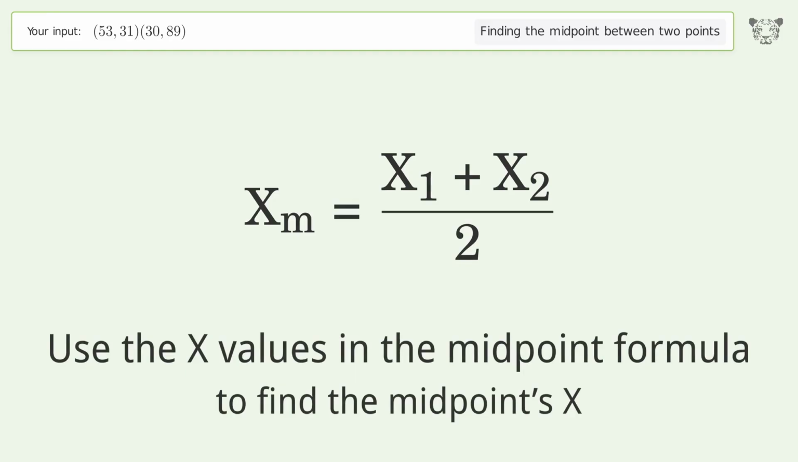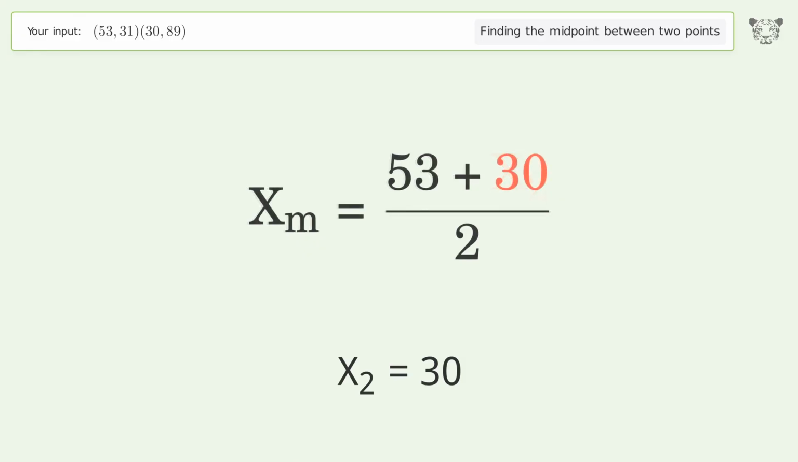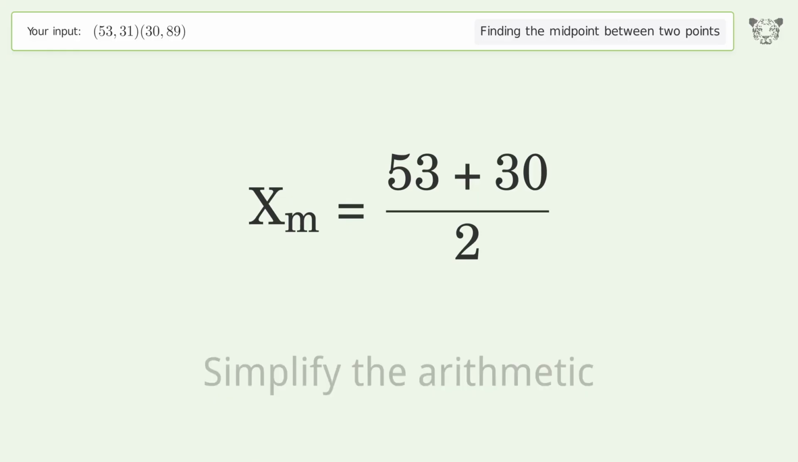Use the x values in the midpoint formula to find the midpoint's x. x1 equals 53. x2 equals 30. Simplify the arithmetic.